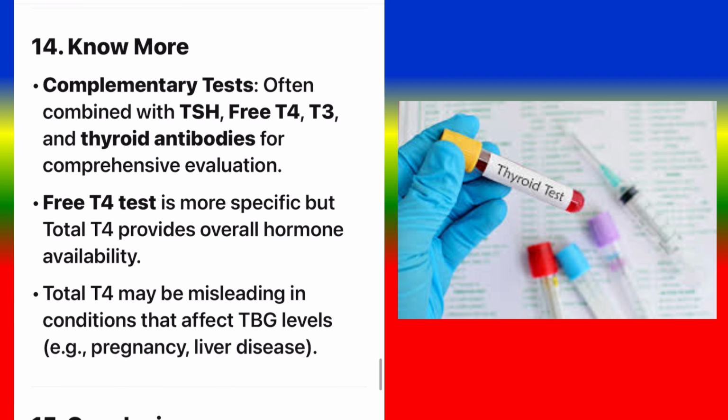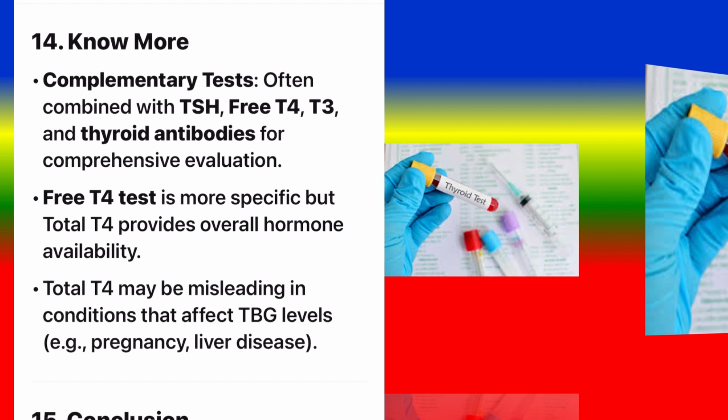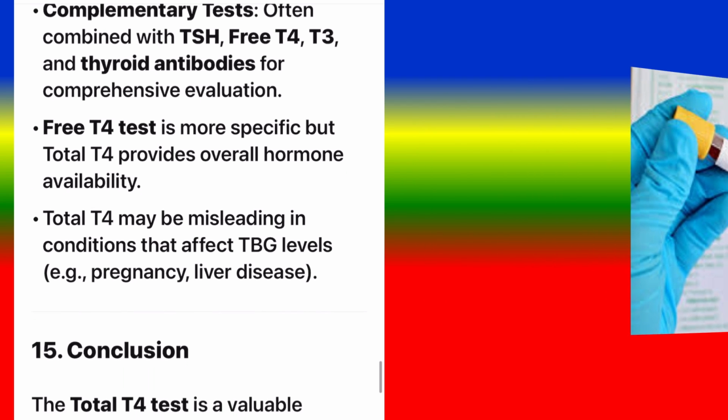14. Know more. Complementary tests: often combined with TSH, free T4, T3, and thyroid antibodies for comprehensive evaluation. Free T4 test is more specific, but Total T4 provides overall hormone availability. Total T4 may be misleading in conditions that affect TBG levels, e.g., pregnancy, liver disease.